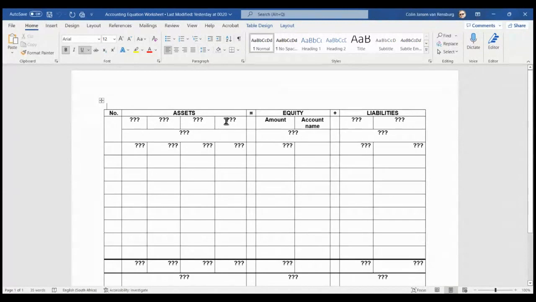What kind of an asset is it? Here, under the equity, ladies and gentlemen, we've got the amount and we've got the account name, because when it comes to the equity accounts, it will either be an income or an expense. So we'll have to indicate what kind of income account or what kind of expense account we are using. And here we've got the liabilities. So again, those question marks will represent the names of our liability accounts.